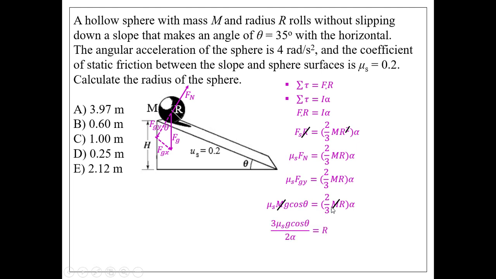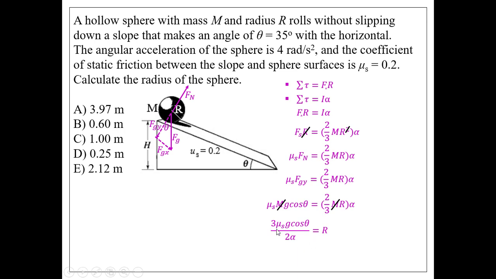So I'm just going to go ahead and do that. We're going to see the 3 on the bottom on the right side will be multiplied, which brings it up to the numerator on the left side. The 2 and the alpha are both being multiplied together, so you can just divide by 2 alpha together. That gives you r.